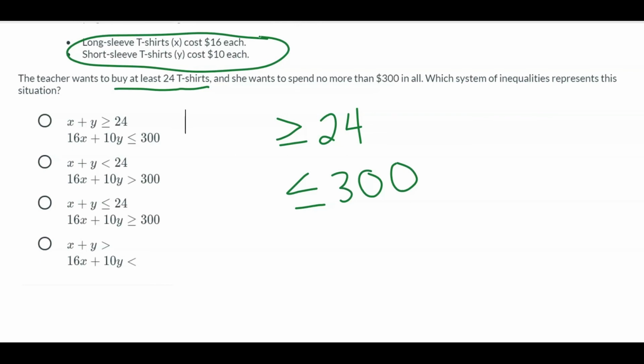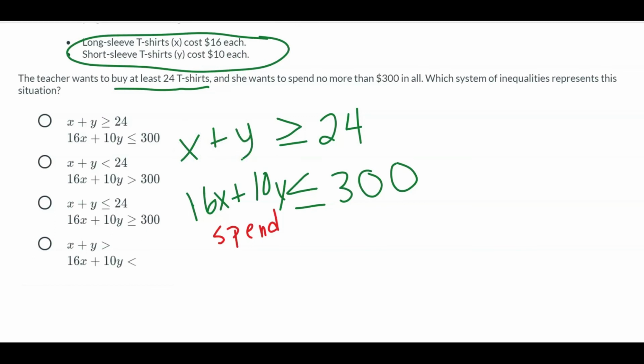So I know that 16X plus 10Y, whatever I spend, and that's what that is right here. This is how much I spend. I want it to be less than or equal to $300. Okay. Now I want how many I buy though, and that's just the X and the Y. How many shirts am I going to buy? Well, X plus Y, I want that to be greater than or equal to 24.